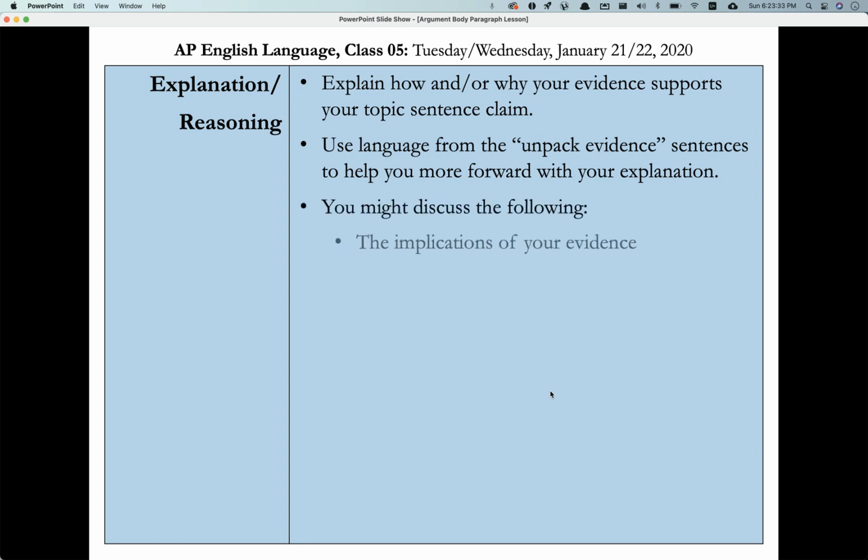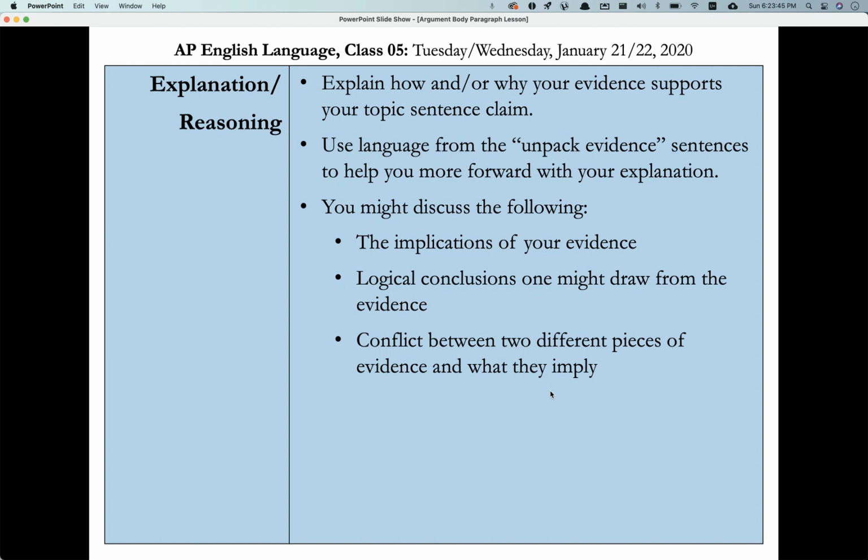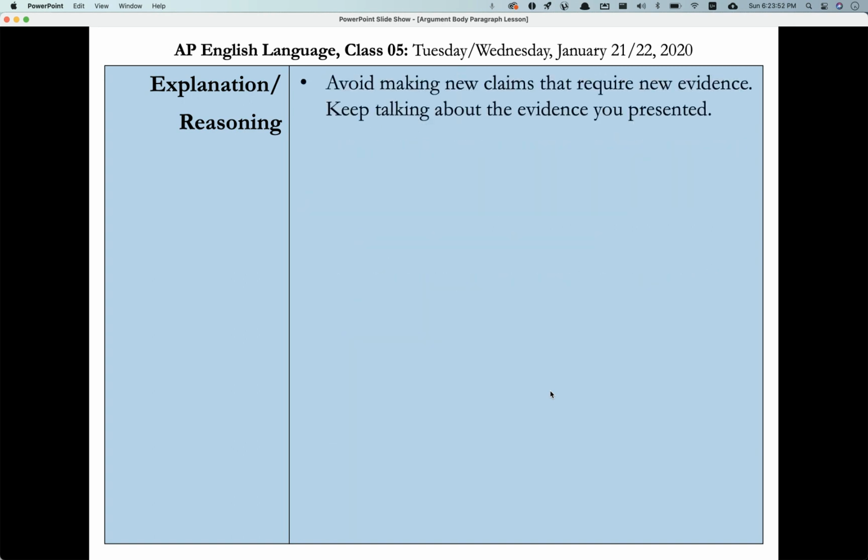Here are some things you might talk about. Right? What are the implications of your evidence? What do they suggest, or what do they mean? What are some logical conclusions one might draw from the evidence given the circumstances? What conflict might exist between two pieces of evidence you included and what they imply? So please be sure in your explanation or reasoning that you avoid making new claims that require new evidence. You need to keep talking about the same evidence you presented throughout your paragraph. Develop your reasoning.